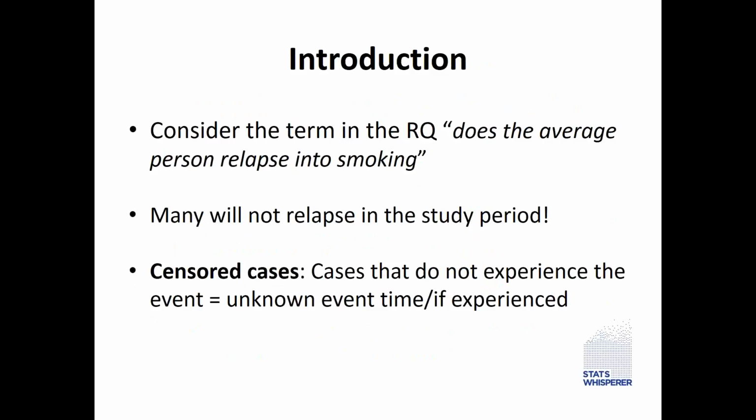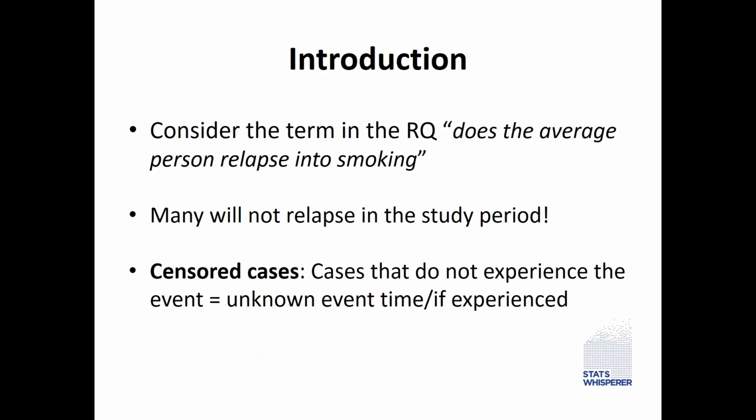Now in the research question, consider the term we had there. We had an assumption built in. It said, does the average person relapse into smoking? You may have thought that not everybody is going to relapse. So what do you do when people don't relapse into smoking? Those become known as censored cases.